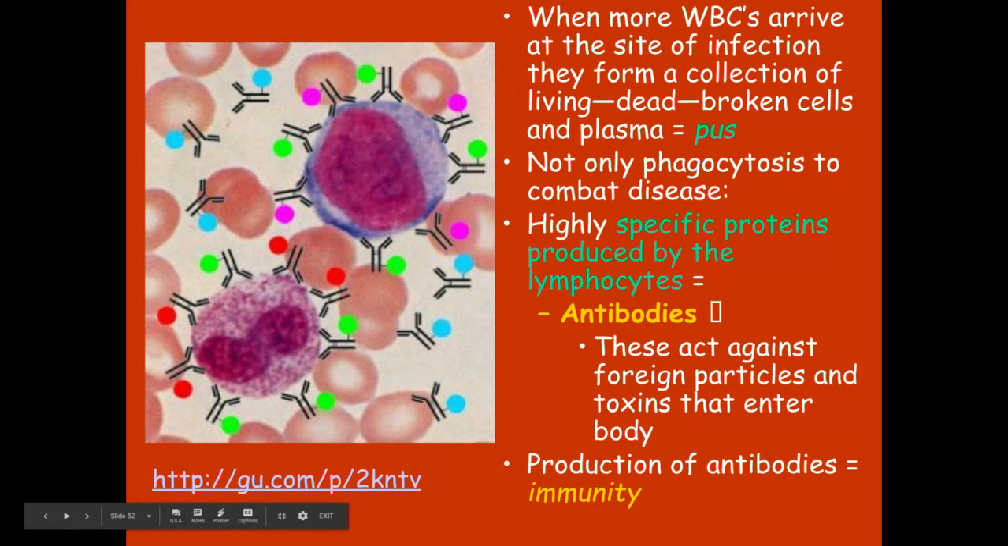When more white blood cells arrive at a site of infection, they form a collection of living, dead, and broken cells and plasma, which is called pus. But it's not only phagocytosis that combats disease. There are highly specific proteins produced by lymphocytes called antibodies, and these act against foreign particles and toxins that enter the body. And the production of antibodies is part of immunity.